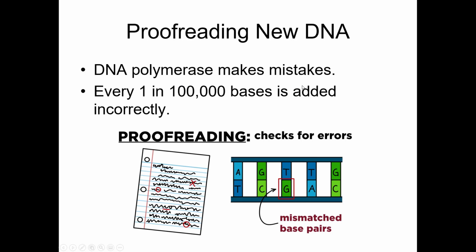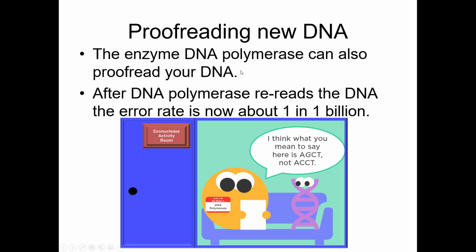DNA polymerase can go back and reread the DNA. About 1 in 100,000 base pairs is wrong, and so DNA polymerase can proofread the DNA, and after it does its proofreading process, the error rate is now 1 in 1 billion. The DNA polymerase reads the DNA, and where it sees letters that are wrong, it can replace them with new letters, and so that leads to a much smaller error rate than 1 in 100,000. So it doesn't fix it perfectly. Your DNA is never copied perfectly, but the error rate is pretty low.